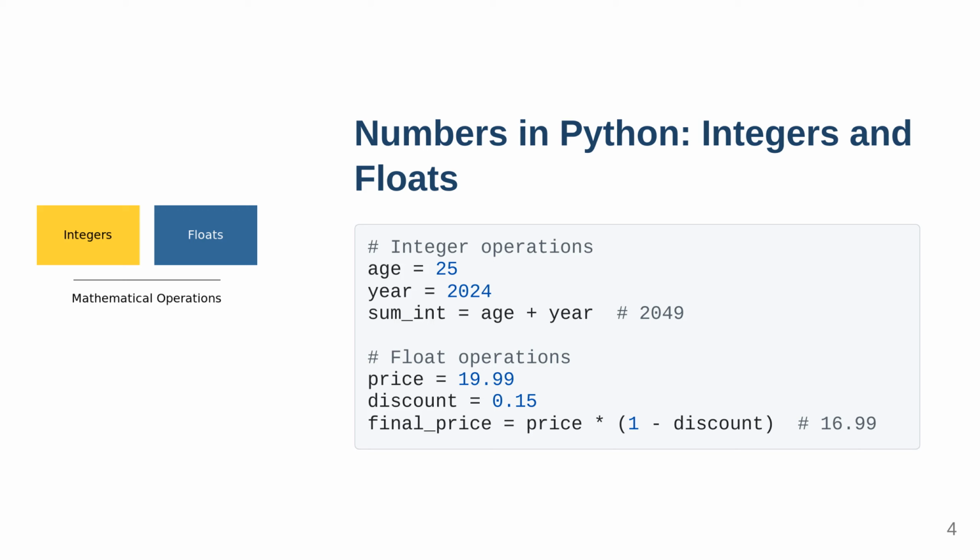Python handles numbers through two main types: integers, whole numbers, and floats, decimal numbers. Understanding when to use each is crucial for accurate calculations. Integers are perfect for counting and whole number operations, while floats are essential for financial calculations, scientific computations, and any decimal arithmetic. Be aware that float arithmetic can sometimes produce small rounding errors due to how computers represent decimal numbers.